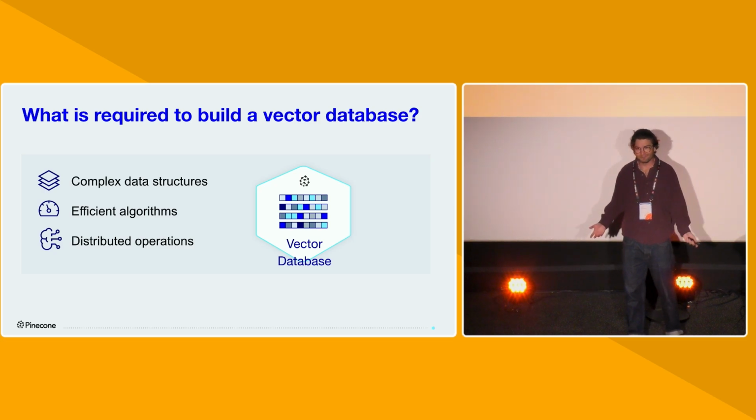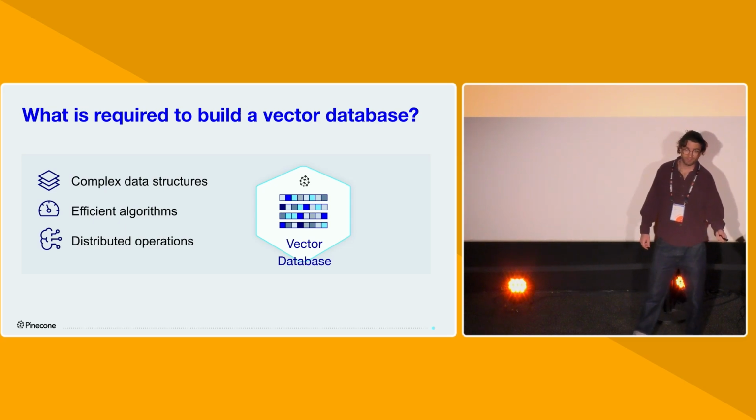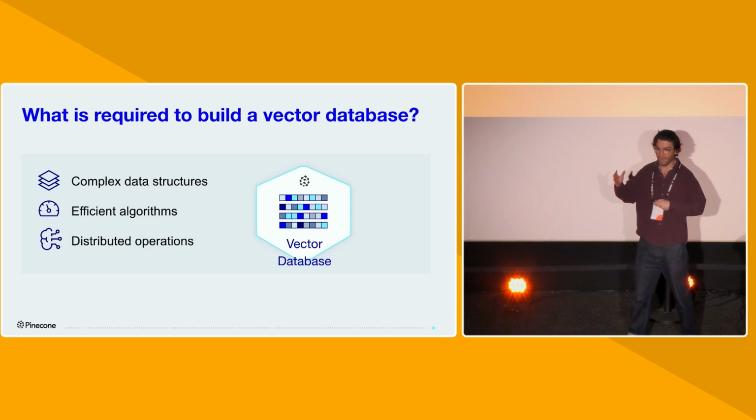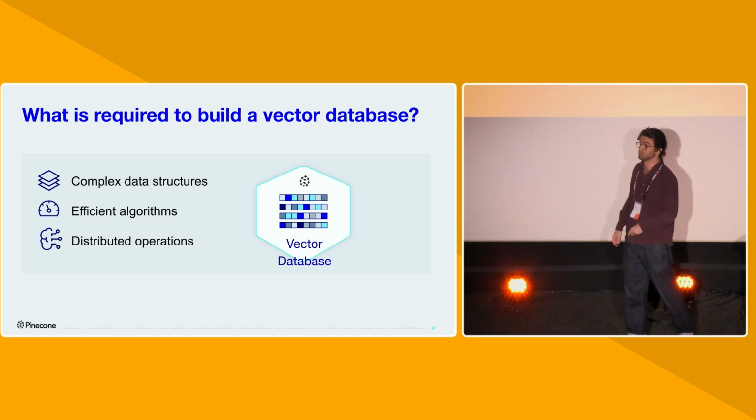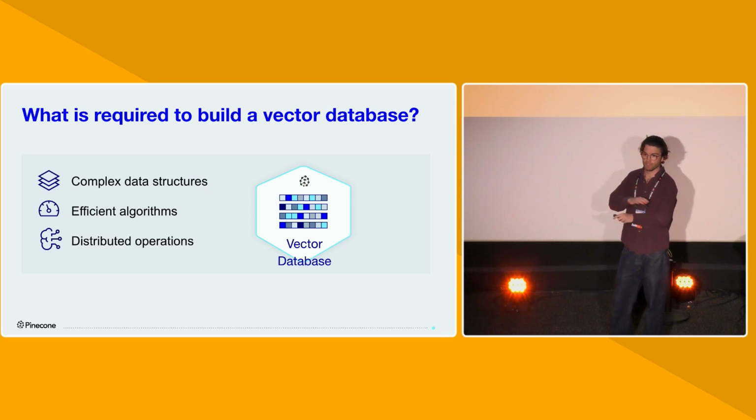So what's required to build a vector database that can actually support this application? We need complex data structures, right? We're often having graphs or different types of in-memory indexes. We need efficient algorithms, and we need distributed operations to be able to swap data, update it asynchronously, and bring it to the right nodes for execution time.